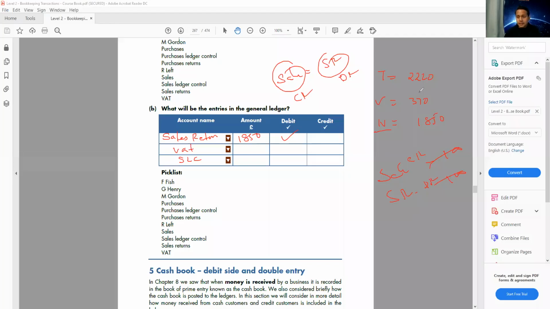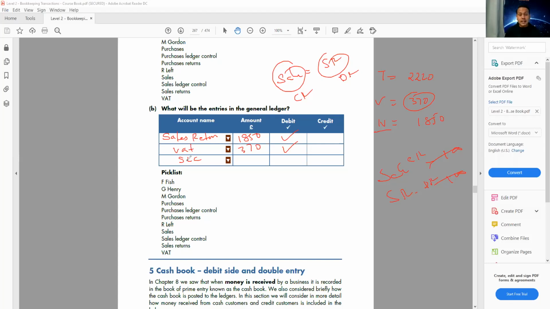VAT 370, VAT will also be debit, because if a customer returns to me, my liability to HMRC will be reduced. If a customer returns the product to me, I'm not going to pay VAT for that. So if the customer returns to me, and I refund the customer, I'm not going to pay VAT for that, because that wasn't my actual sale anymore. So I'm going to make VAT debit this time. So that will reduce my liability.